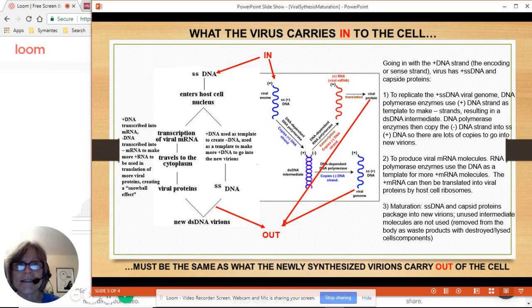For a single-stranded DNA, what the virus carries into the cell has to be the same as what the newly synthesized virions carry out.